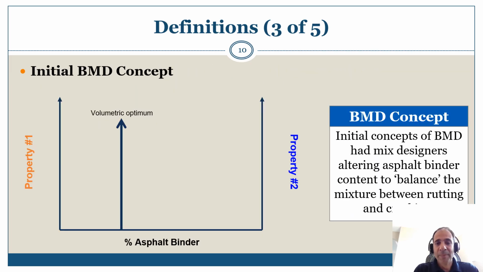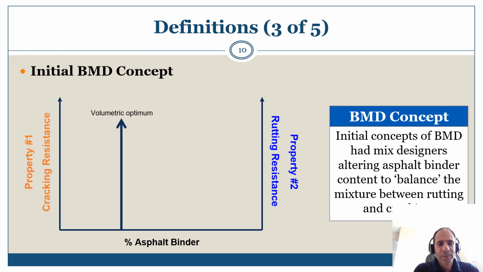Now, what about the balanced mix design? The initial concept of balanced mix design was how can we get more asphalt binders into our asphalt mixtures so that we can assure proper durability and longevity of our asphalt materials. So if we're looking here at two properties, the two major types of distresses that are currently being looked at are cracking and rutting. On the left hand side you see your cracking resistance, and on the right hand side you see your rutting resistance.